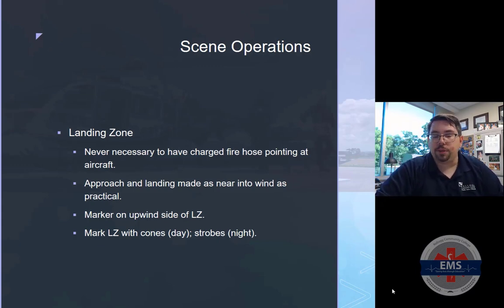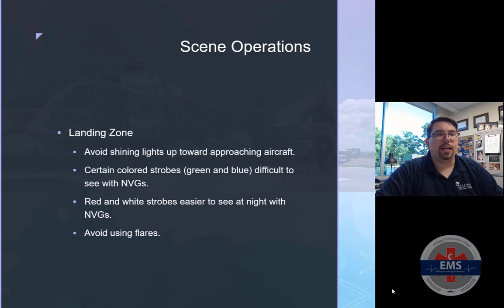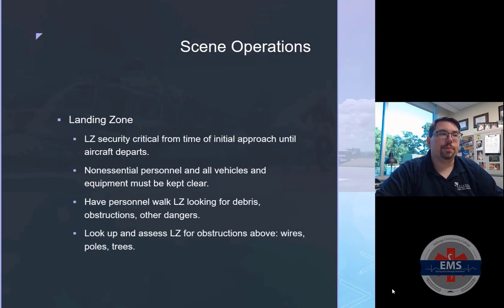And then typically you'll mark that with either cones during the day or some type of strobes. We used to use flares, and flares are really not indicated as much as they used to be. We don't ever want to shine lights up towards the aircraft because that's going to blind them just like it would blind you. And then avoid certain colored strobes as well. It's best to see things like red, but green and blue often can be difficult to see if they're using night vision goggles. Red and white are probably the easiest to see with night vision goggles, and then again, like I said, avoid using flares.